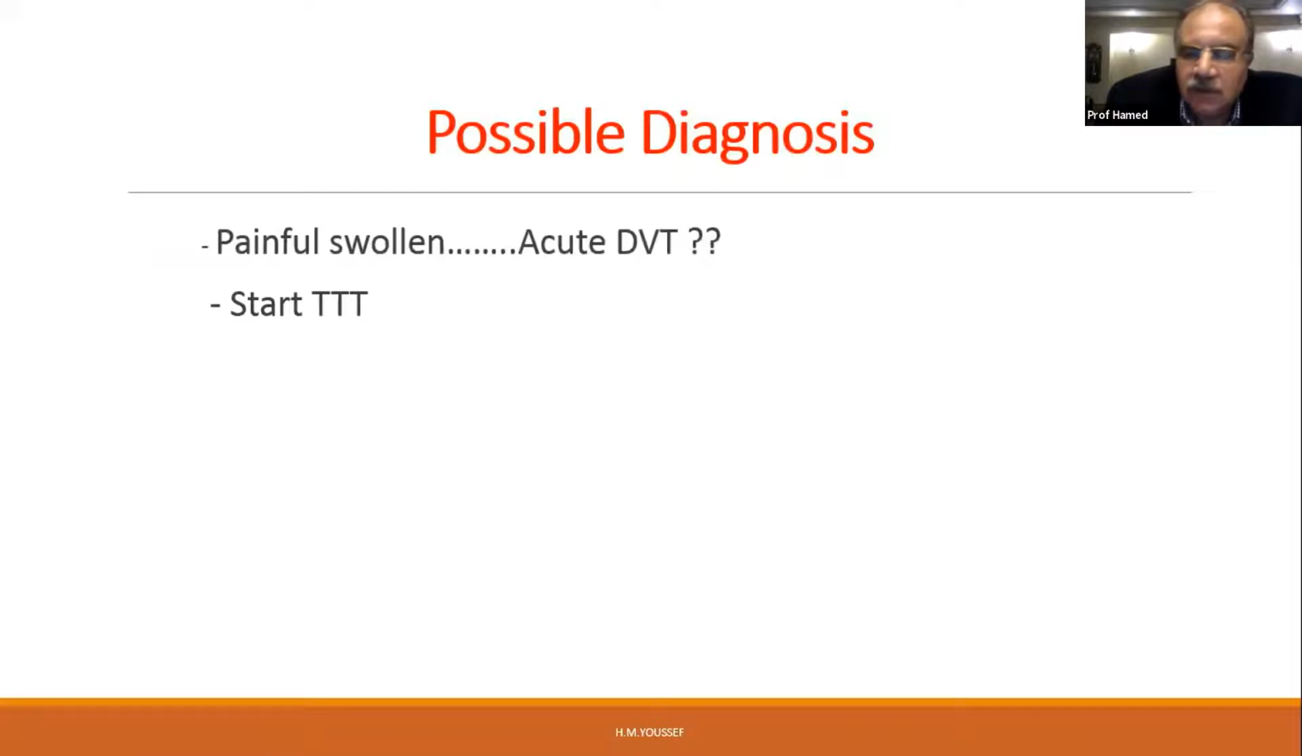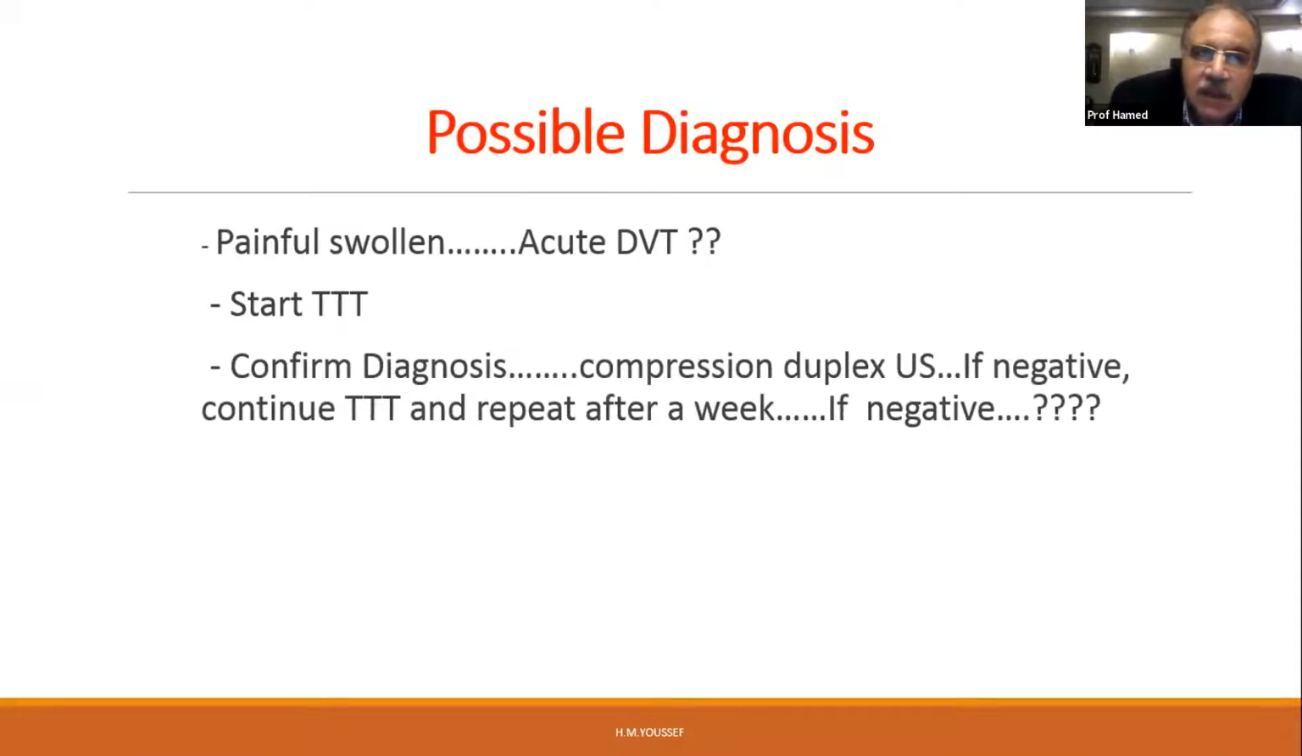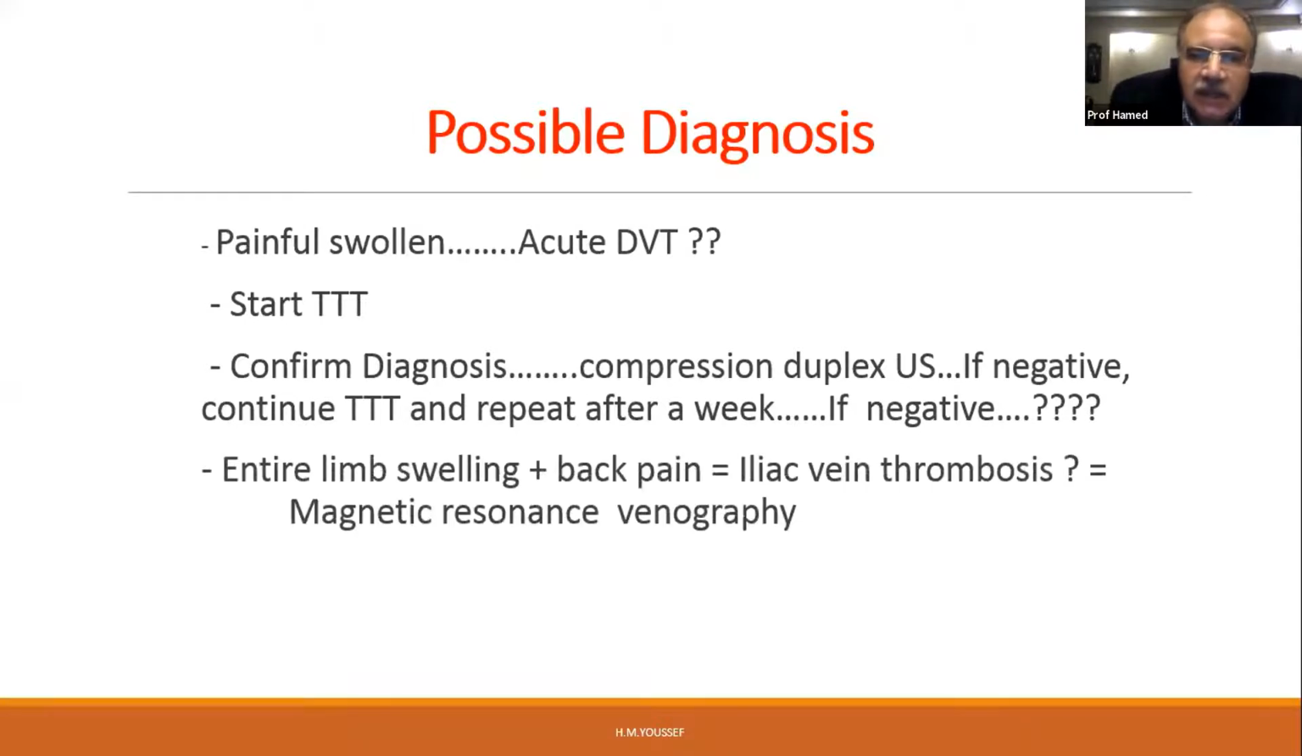The patient has an acute DVT, so we have to start the treatment at the therapeutic dose. And then after starting the treatment, we have to confirm the diagnosis. How to confirm the diagnosis? By compression duplex ultrasound. If it is negative, you have to continue the treatment for 1 week, and then repeat the investigation. If the entire limb is swollen and red, associated with back pain, you have to suspect iliac vein thrombosis, and then you have to ask for magnetic resonance venography, MRI.